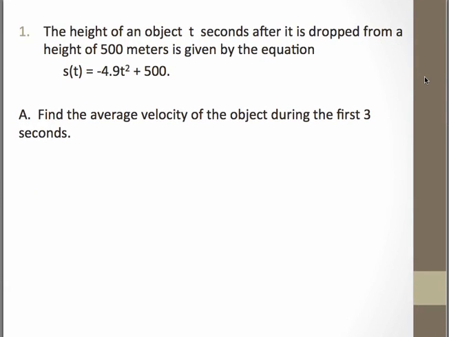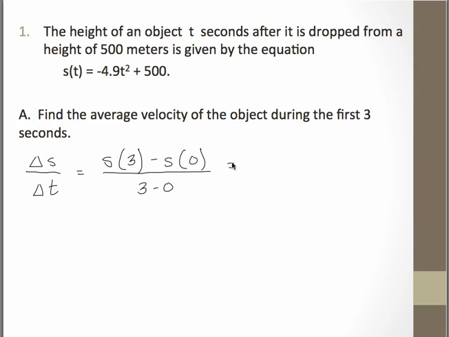So the first one involves the height of an object that's given by this position function, and we're asked to find the average velocity during the first 3 seconds. So what we're trying to find is our change in position over change in time. So substituting into the position function, I'll leave you to make sure you're getting the right answer.